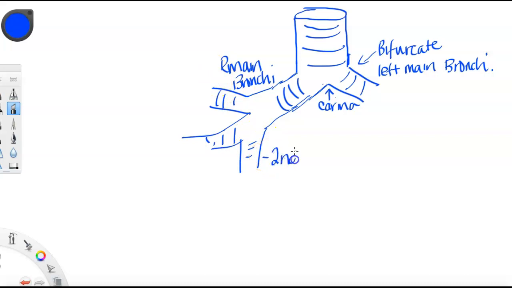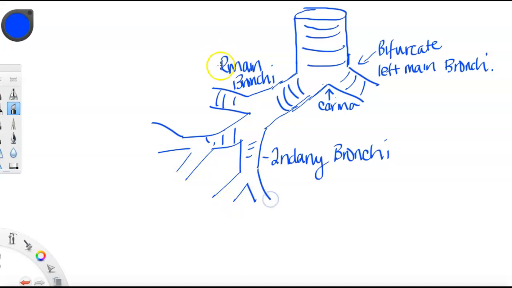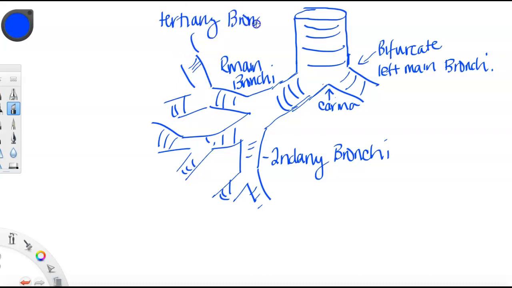These are called secondary bronchi. The secondary bronchi branch again into many tertiary bronchi. Again, these are covered in hyaline cartilage. So these are tertiary, and then the tertiary bronchi branch into bronchioles.